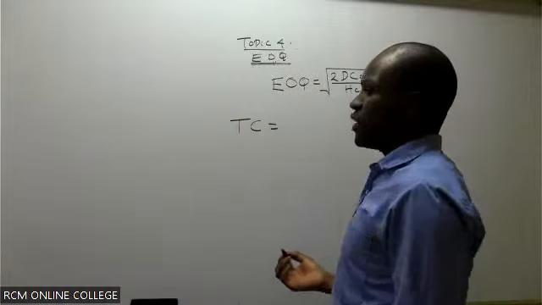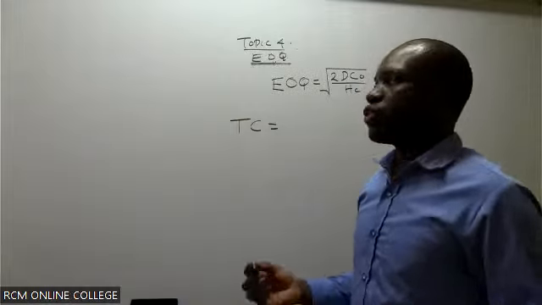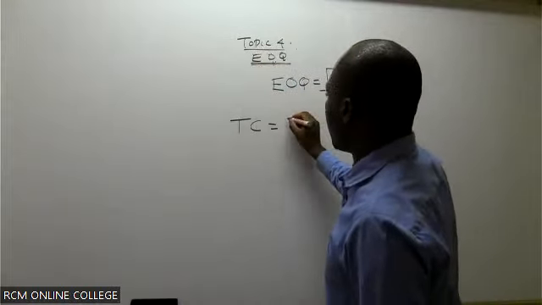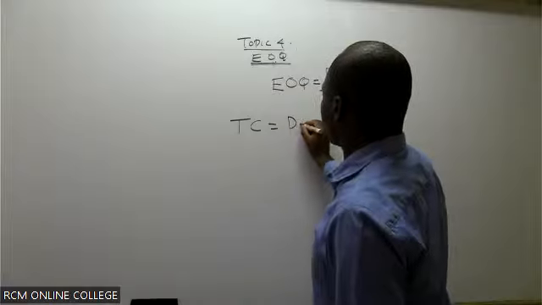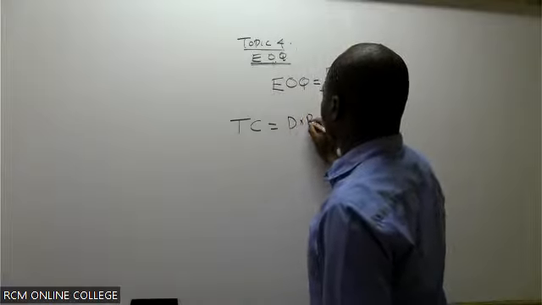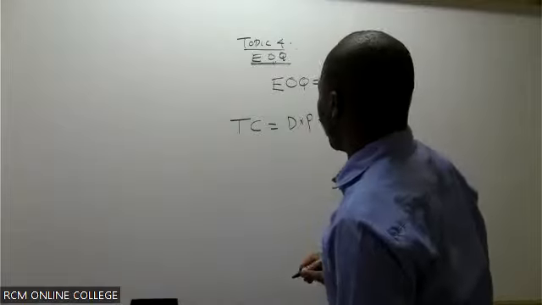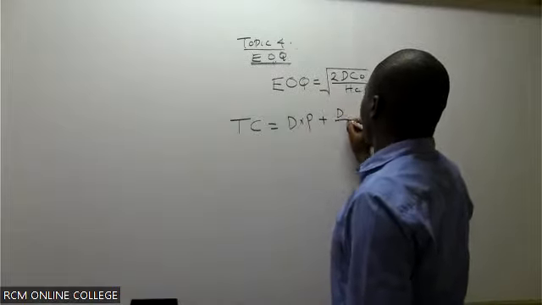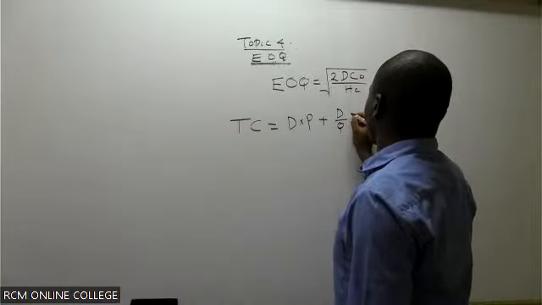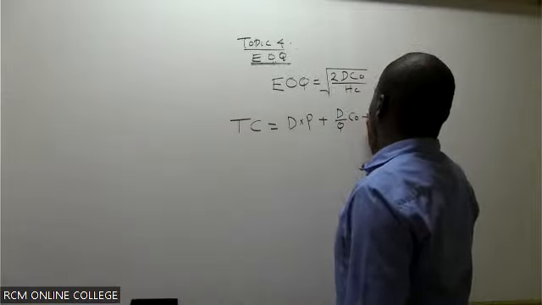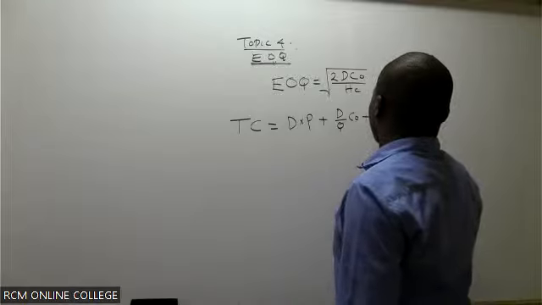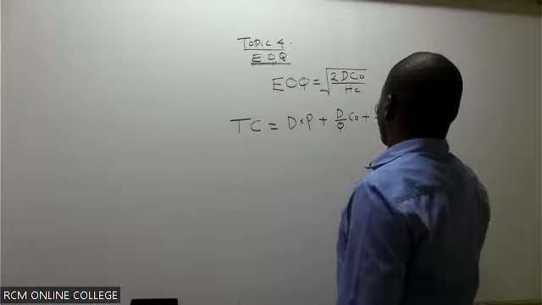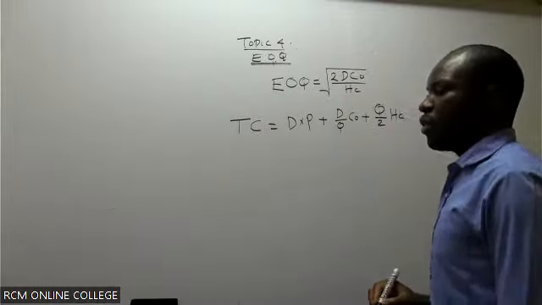Now, in this particular topic, we are going to determine the total cost incurred to take care of inventory by taking demand, and we multiply by the purchase price. To that we add demand over quantity, we multiply by ordering cost, plus quantity divided by 2, multiplied by holding cost or carrying cost.